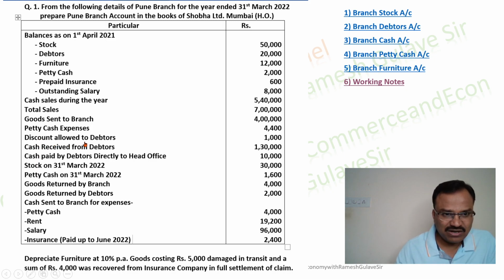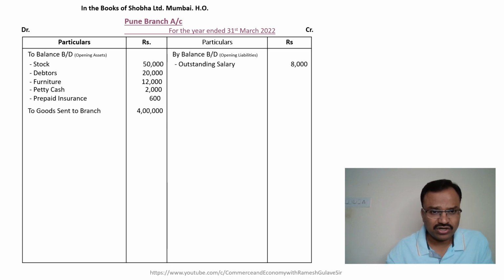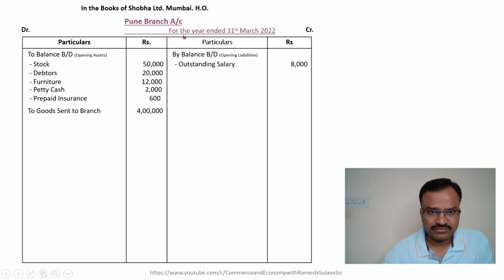Next point is discount allowed to debtors. See friends, this discount allowed to debtors is recorded in the branch debtors account. It is not recorded in the branch account. Why is it not recorded in the branch account? Because in branch account we record the opening balance of debtors and closing balance of debtors, and from this we give the effect of debtors in branch account, right?